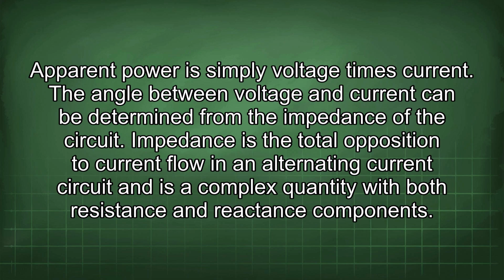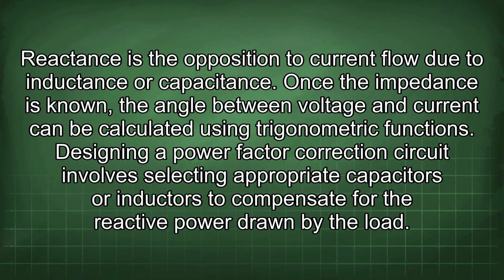The angle between voltage and current can be determined from the impedance of the circuit. Impedance is the total opposition to current flow in an alternating current circuit and is a complex quantity with both resistance and reactance components. Reactance is the opposition to current flow due to inductance or capacitance. Once the impedance is known, the angle between voltage and current can be calculated using trigonometric functions.